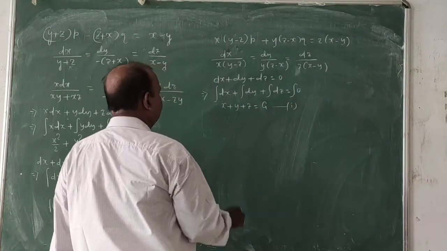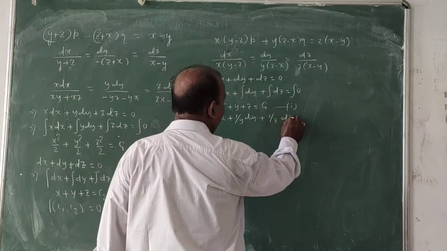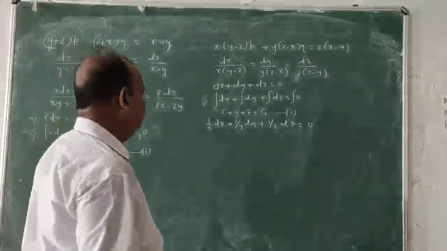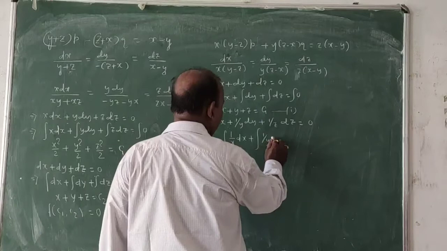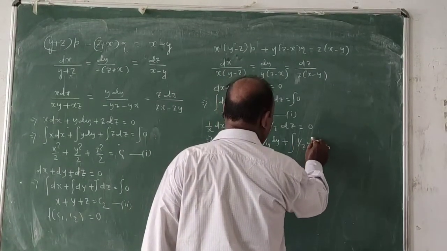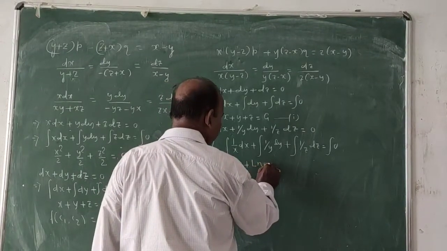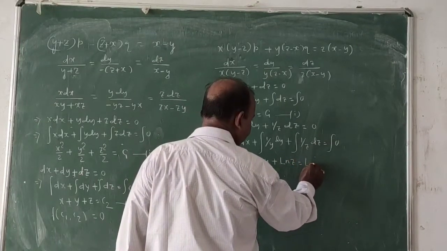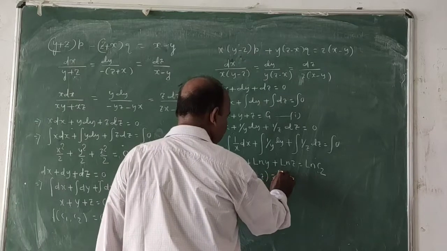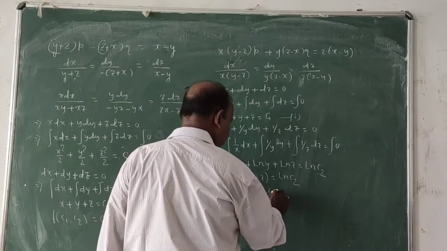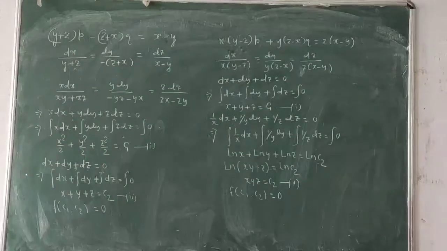This is one solution. You take another one: 1 by x into dx, 1 by y into dy, 1 by z into dz equal to 0. So take the integration. Then this implies the integration of 1 by x dx, the integration of 1 by y dy, the integration of 1 by z dz, equals the integration of 0. So this is ln x plus ln y plus ln z equal to ln of c. Then by the property, ln of xyz is ln of c2, so xyz is equal to c2. This is the second solution. So f of c1, c2 is equal to 0. So this is the solution of this differential equation.